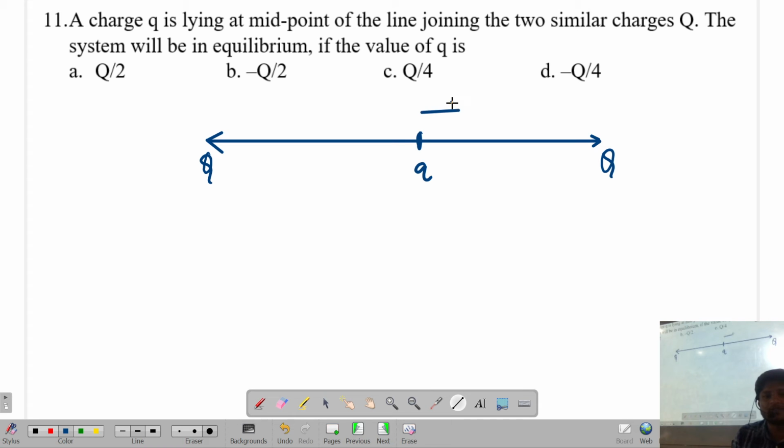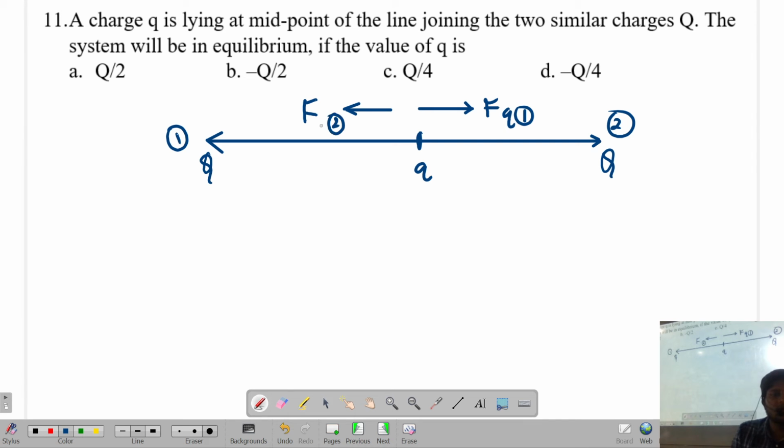So look over here, try to understand, guys. Consider this to be 1 and this to be 2. So on q, the force by 1 on q and the force by 2 on q should be equal and opposite or not? Tell me, yes or no? Then the system will be in equilibrium. How to get this small q?